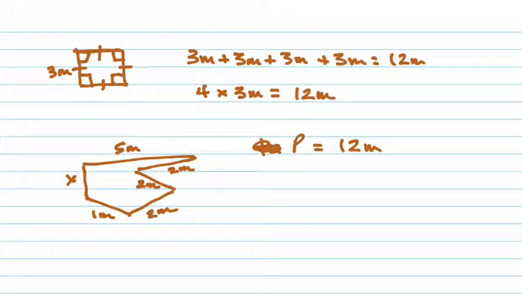All right. So if I say the perimeter of this is 12 meters, could I find the length of the missing side? Yes. Simply, you could either.